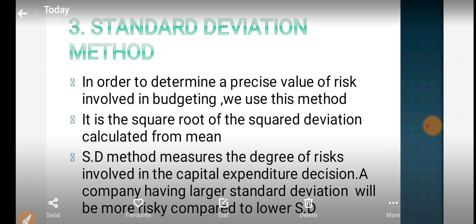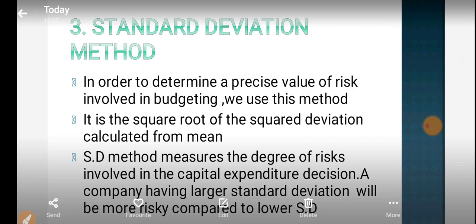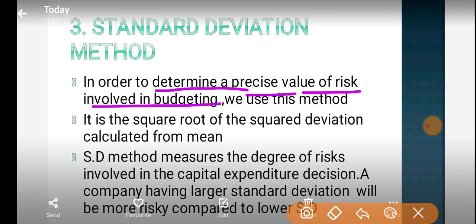You know that in both cases, sensitivity analysis and the probability assignment method, we didn't get a precise or specified level of risk. So to overcome this limitation a new method is introduced, that is the standard deviation method. Under the standard deviation method we determine a precise value of risk involved in capital budgeting.